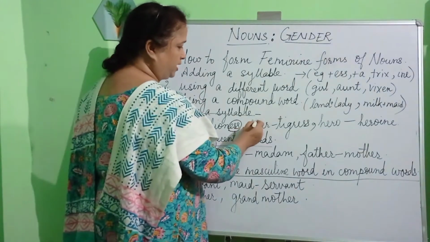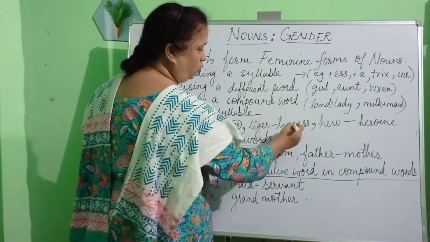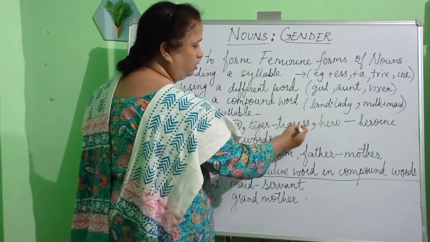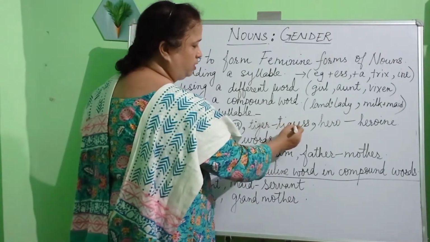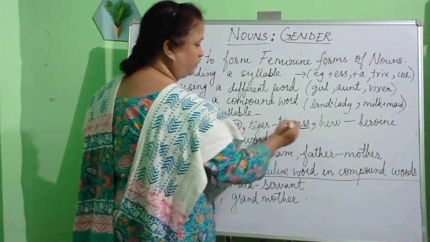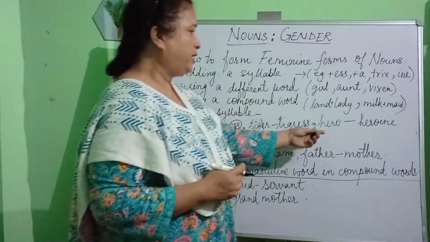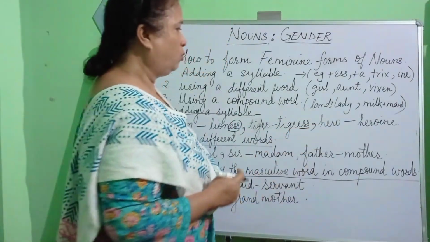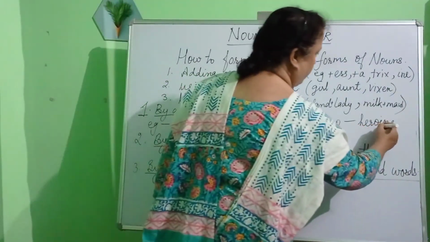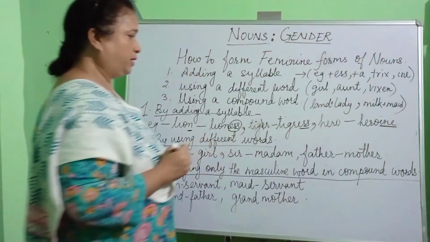Next we have tiger. What did we do? We changed the alphabets, okay? And we added ESS. We removed the E and we wrote ESS. Next we have hero. What did we do? We added I and E and made it heroine.